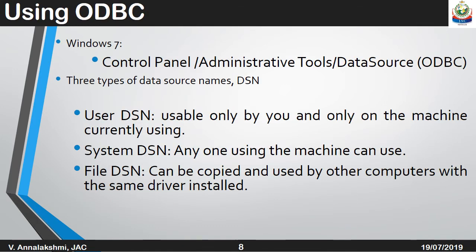Using the ODBC driver. In Windows 7, go to Control Panel, select Administrative Tools, and select Data Source ODBC. There are three types of data source names available: User DSN, System DSN and File DSN. User DSN is only usable by you and only on the machine currently in use. System DSN can be used by anyone using the machine. File DSN can be copied and used by other computers with the same driver installed.